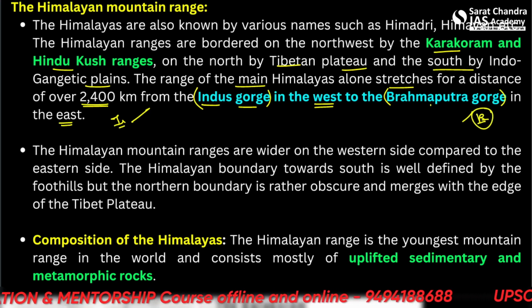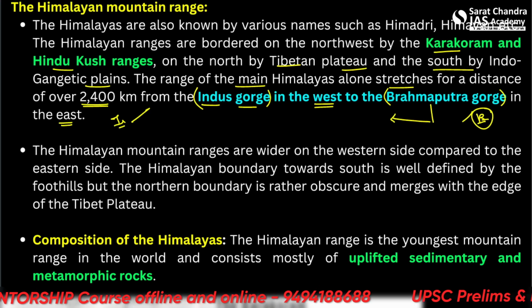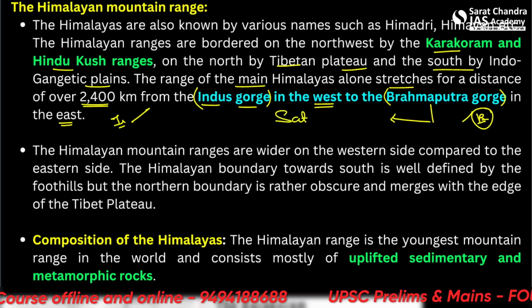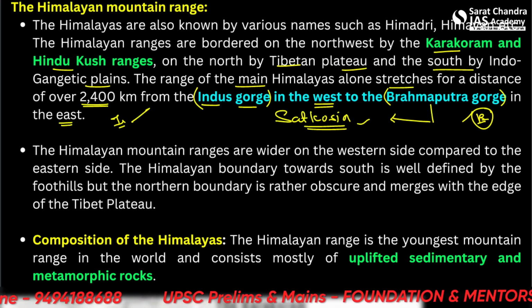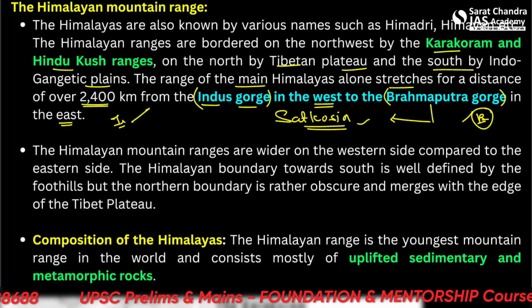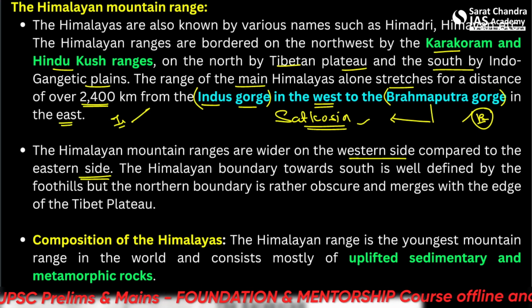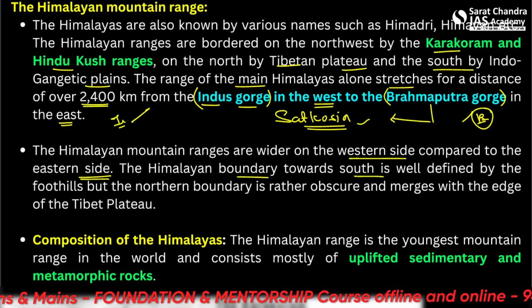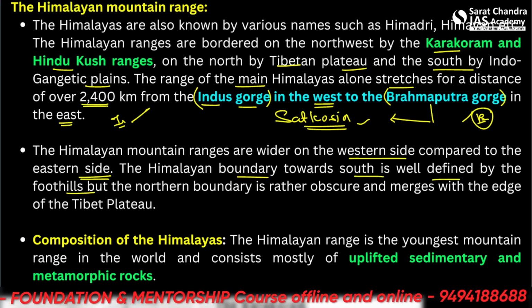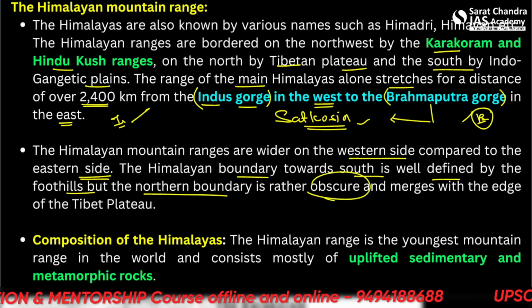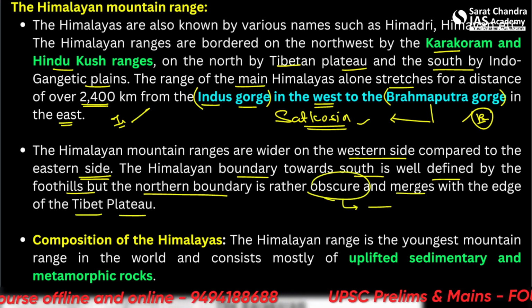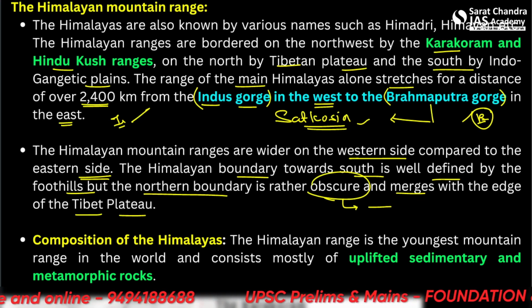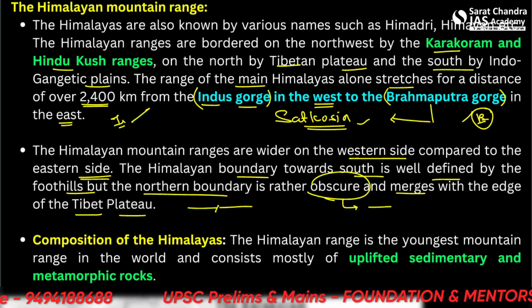There was one more gorge which we studied in the Mahanadi river system. It was the Satkosia Gorge. So just a simple revision here. Okay, the Himalayan mountain ranges are wider on the western side compared to the eastern side. The Himalayan boundary towards the south is well defined by the foothills, but the northern boundary is rather obscure. Obscure means it cannot be defined clearly and merges with the edge of the Tibetan Plateau. You cannot recognize where the Himalayan mountains end and where the Tibetan Plateau begins.